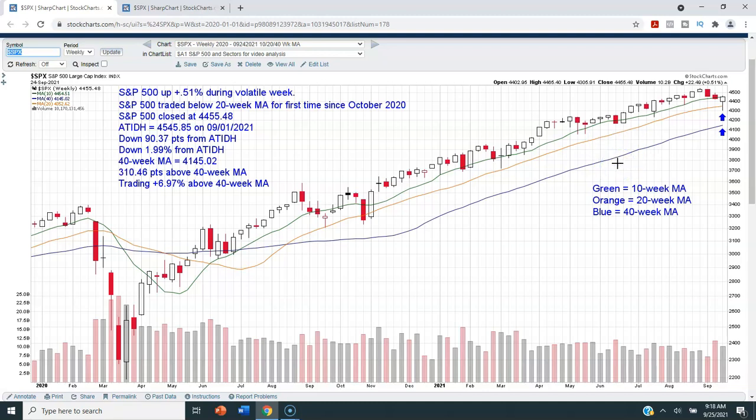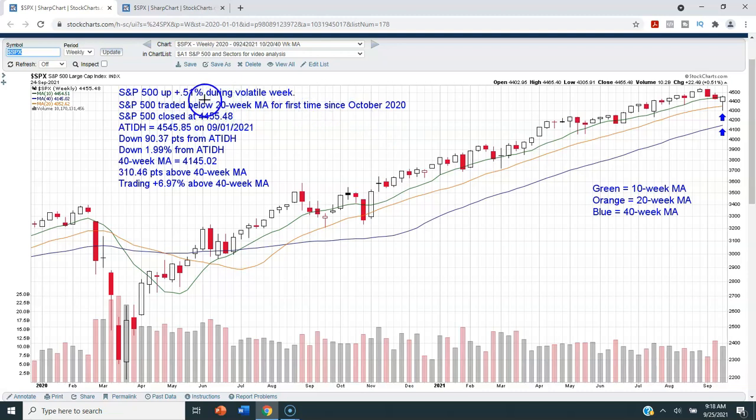First off, it's kind of surprising, but the S&P 500 was actually up 51 basis points, 0.51%, just a hair over a 0.5% gain for the week, during a very volatile week, and we'll talk about that. The S&P 500 did trade below the 20-week moving average, this orange line right here, on Monday. So we dipped below that and then climbed over the course of the week, and we're able to turn out a slightly positive return for the week.